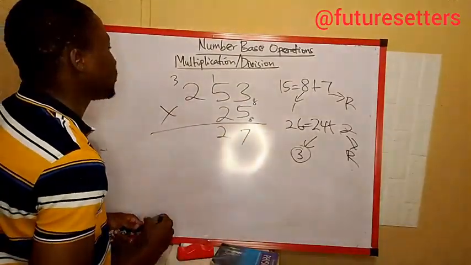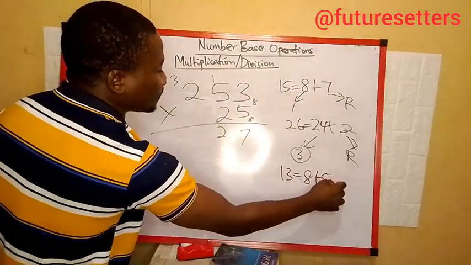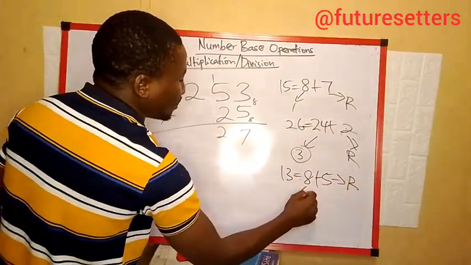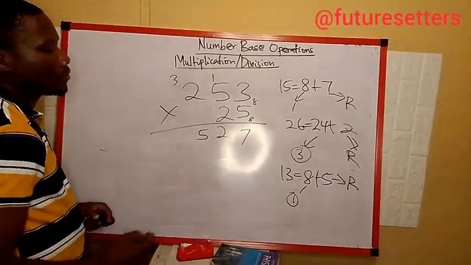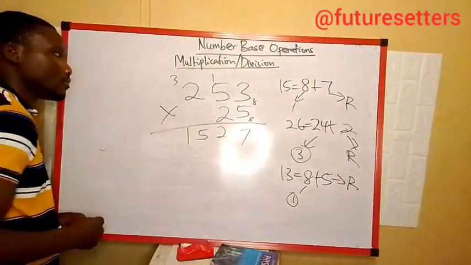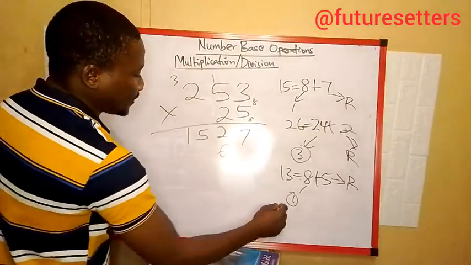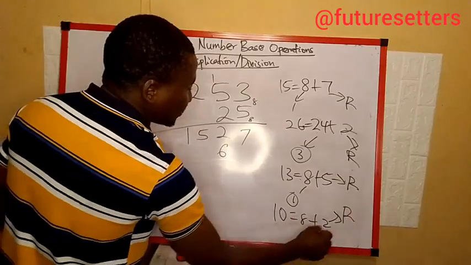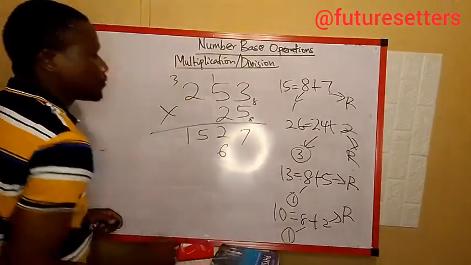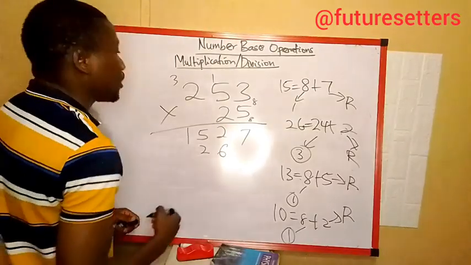So 5 times 2 is 10 plus 3 is 13. To give us 8 plus 5. Where this 5 will be the remainder and 8 will be 1. So we'll put down 5. Then we'll carry 1. 2 times 3 is 6. 2 times 5 is 10. It's 8 plus 2. Where 2 represents remainder and 8 represents 1. So we're going to put the remainder 2. Then we'll carry 1.